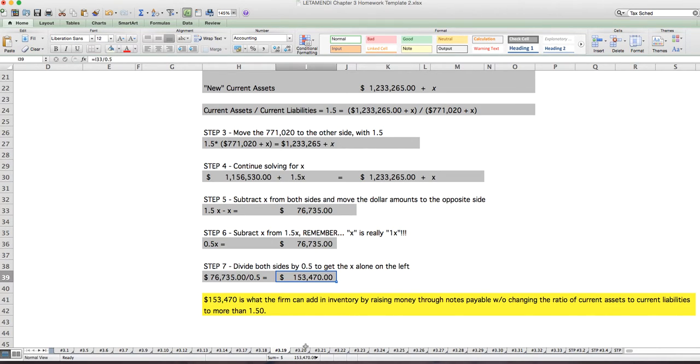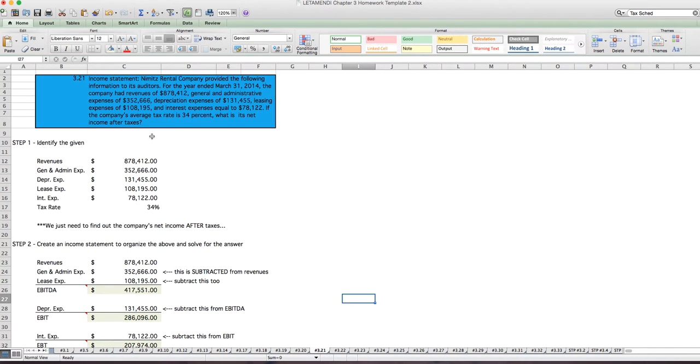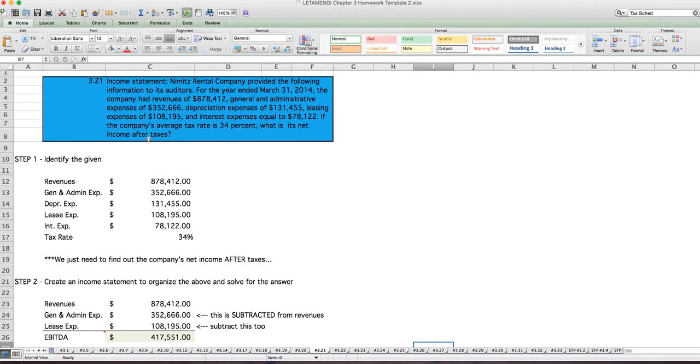So now we move on to question 3.21, an easier problem, not really algebra anymore. Nimitz Rental Company provided the following information to its auditors. For the year ended March 31st, the company had revenues of $878K, general and admin expenses of $352K, depreciation expenses of $131K, leasing expenses of $108K, and interest expenses equal to $78,122. If the company's average tax rate is 34%, what is its net income after taxes?